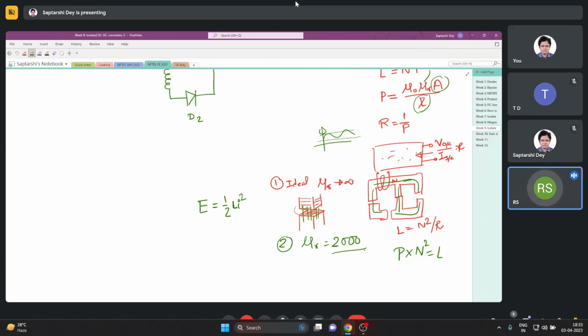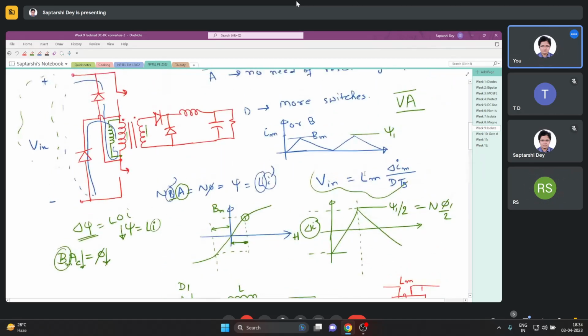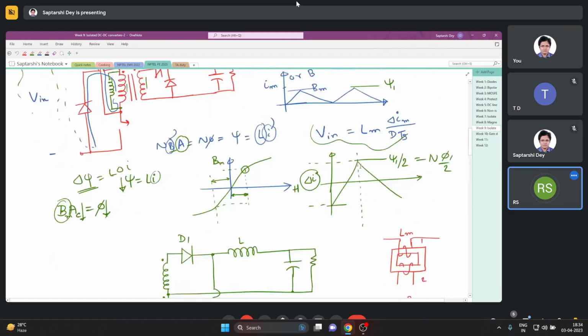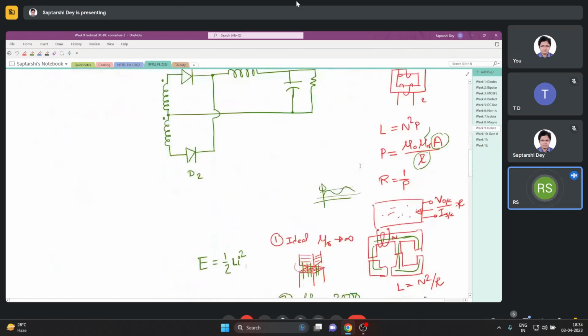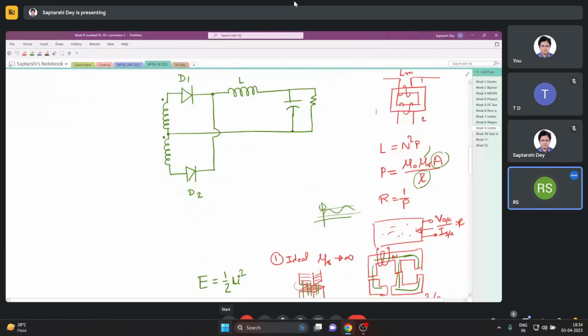So you said that the VA rating of the source increases. What do you mean by that, sir? It is Volt Apparent Ampere rating. It is apparent power. Okay, sir. All right.